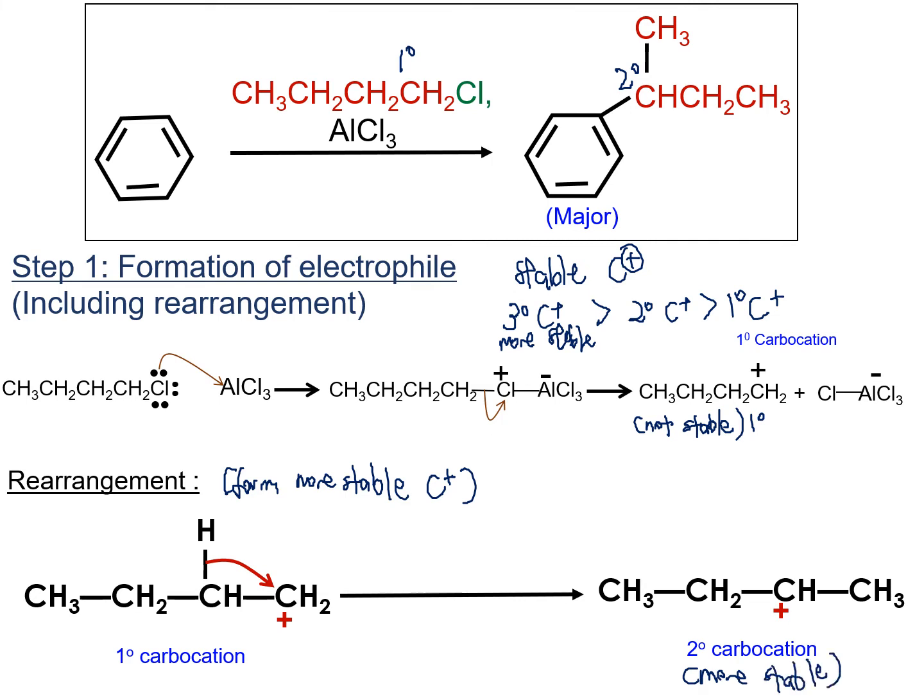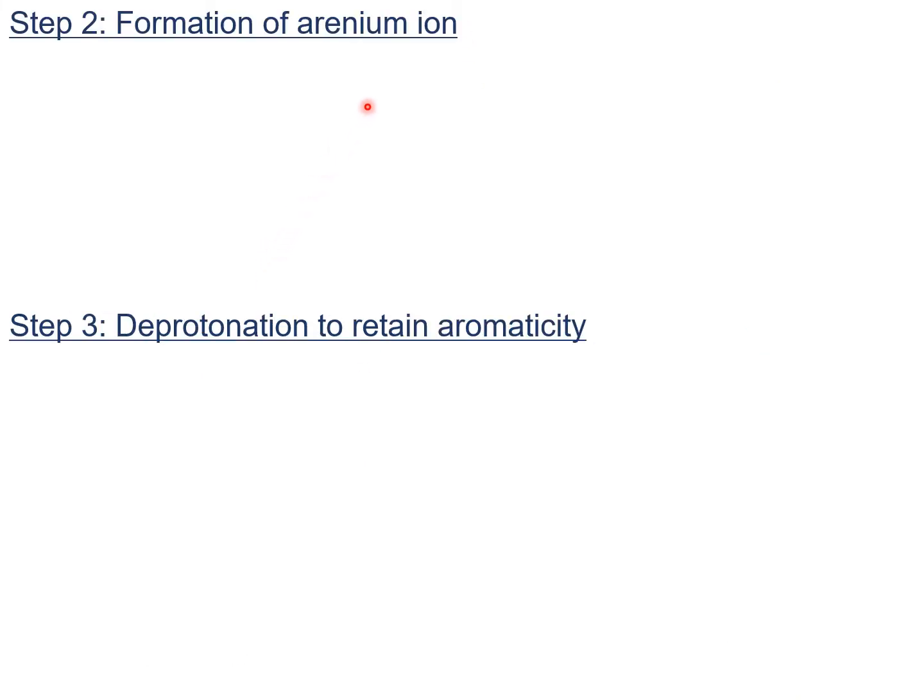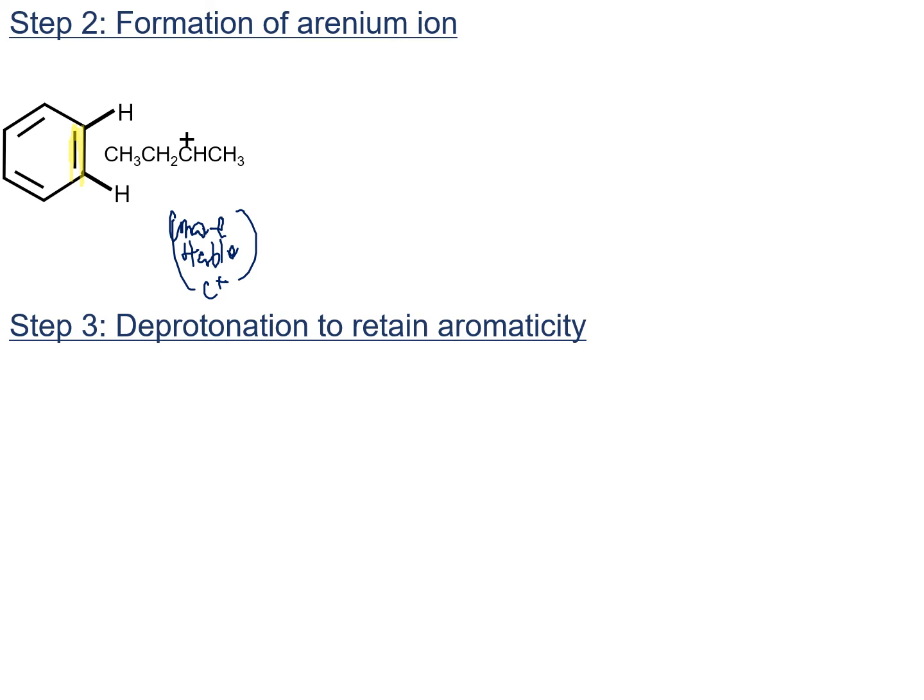Okay, this is what I told you previously, which is you have to mention above this arrow that you do a 1,2 hydride shift. Okay, once we have figured out the most stable carbocation ion as the electrophile, we can move on to the next step as usual. Step 2 is the formation of the arenium ion. So we draw out the benzene ring, where we face the double bond towards the electrophile that we produced in step 1, which is the electrophile that we believe is more stable. Okay, more stable electrophile or more stable carbocation ion, because this is the secondary carbocation ion produced through the 1,2 hydride shift rearrangement.